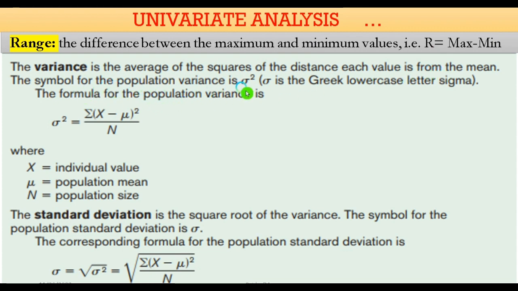The symbol for the population variance is the lowercase sigma squared. Sigma squared is equal to the summation of each x minus mu, whole squared, divided by N, where N is the population size, mu is the population mean, and x represents an individual value. In the case of standard deviation, simply take the square root of the variance and we get the value of standard deviation.